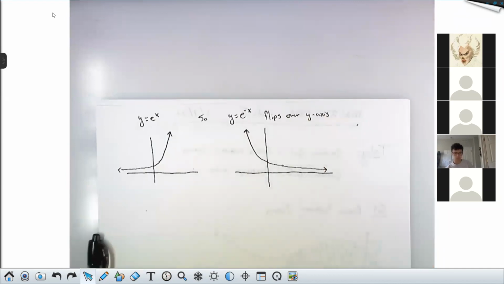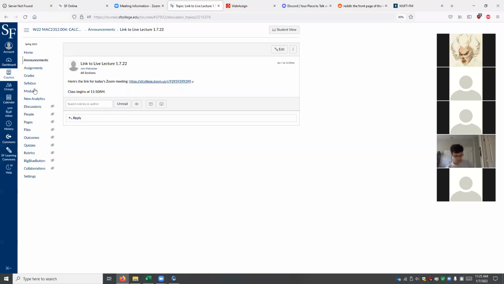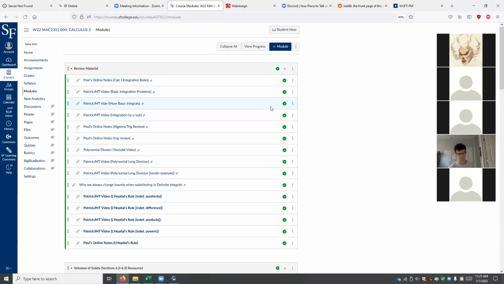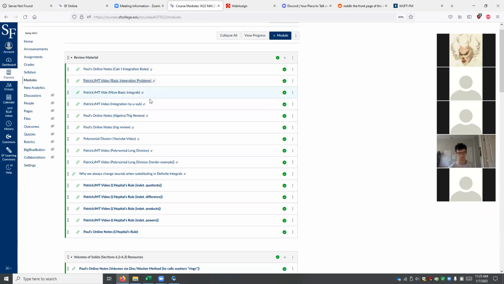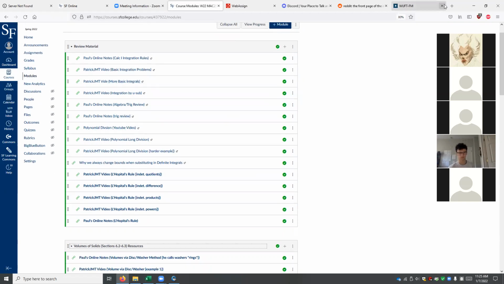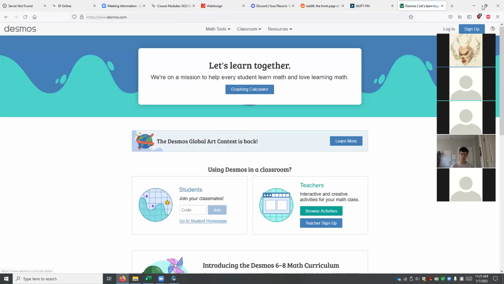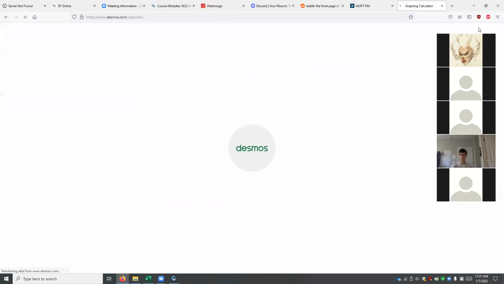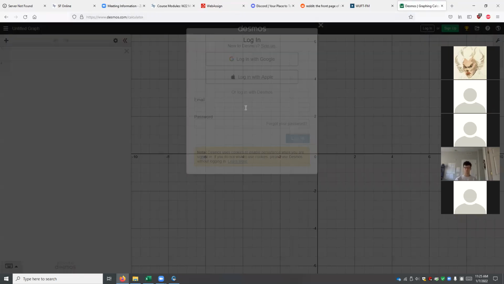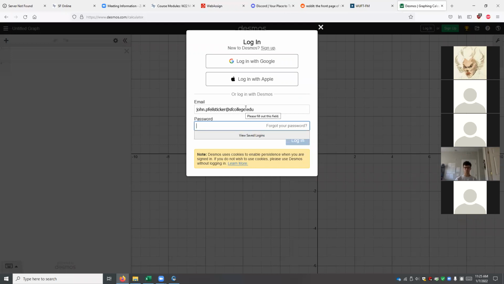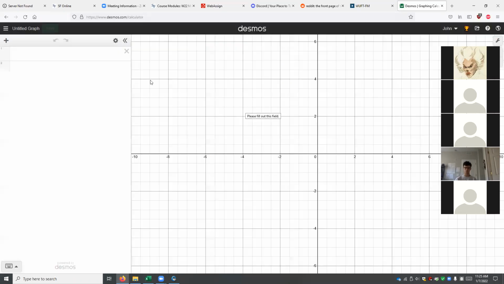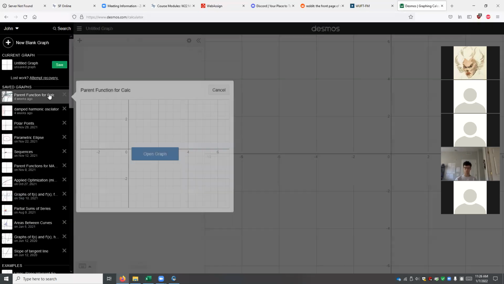Let me show you really quickly while I've got our focus on this. If you go to the modules section in Canvas, one of the all-important things here are the basic graphs. Where are they? Oh, I think I put it in my Calc 1 thing. I didn't put it in my Calc 2 thing. So let me add this to your Calc 2 thing. Okay, parent functions for Calc.